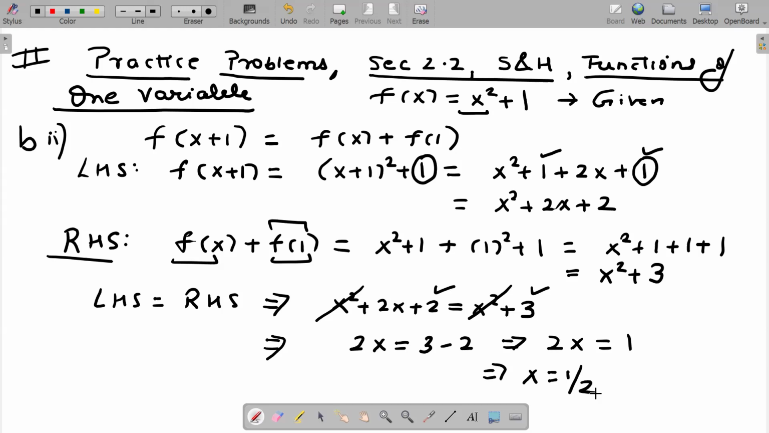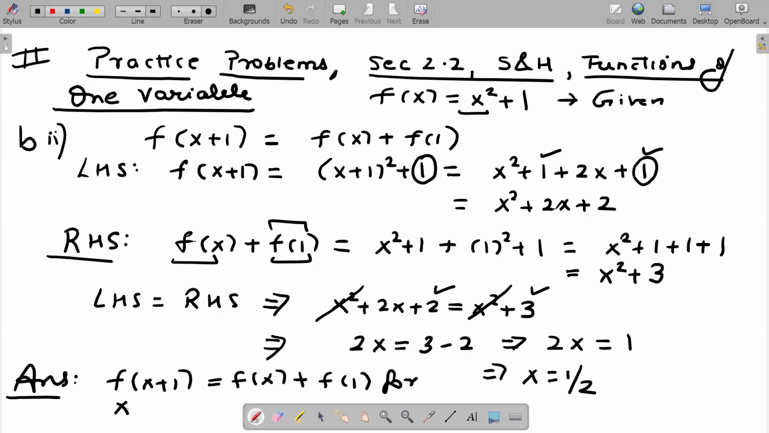half. So my answer is that f of x plus 1 will be equal to f of x plus f of 1 for x equal to half. Okay, so hoping students have understood this.